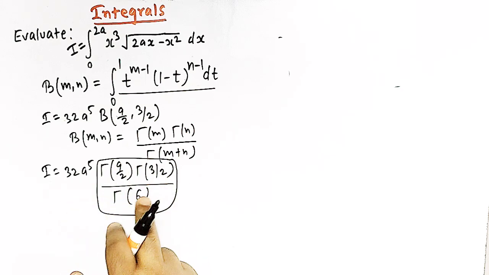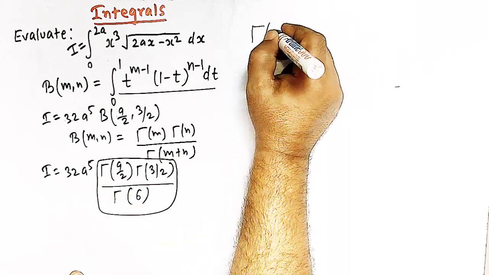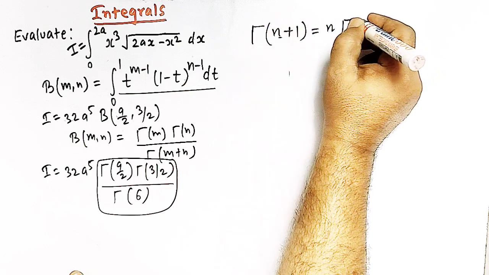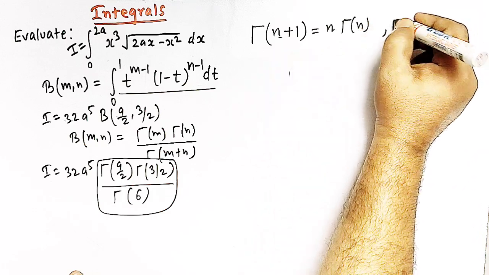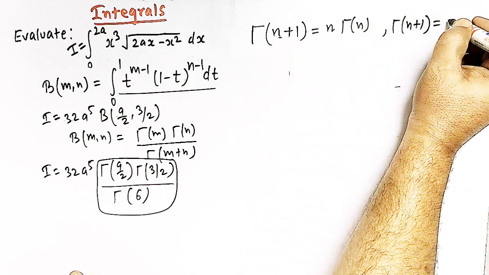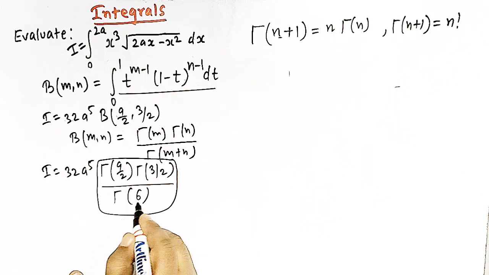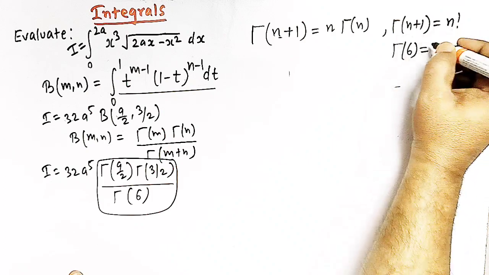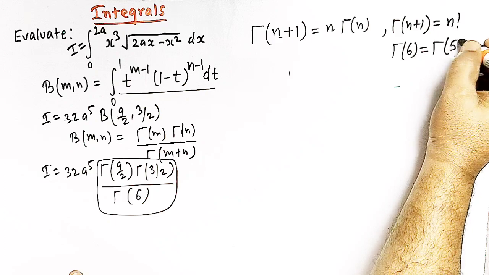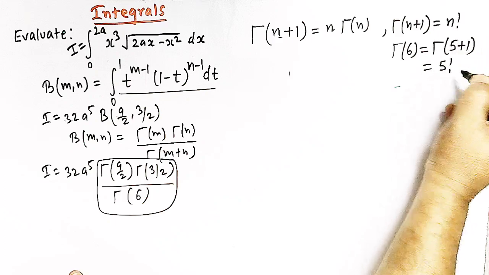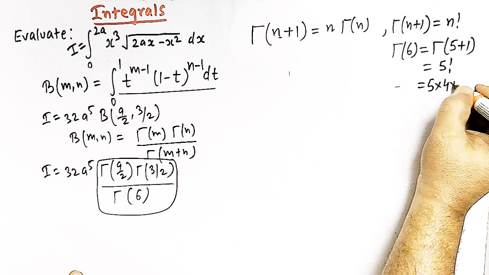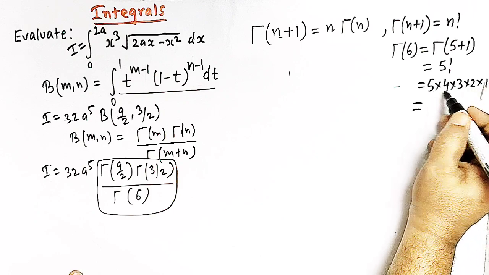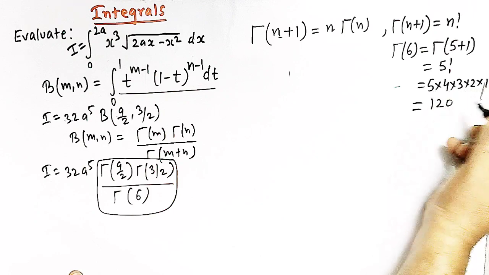So now we have to evaluate this expression. To get the value of this expression, we have to make use of these two important results, that is gamma n plus 1 is given by n times gamma n, and gamma n plus 1 can be written as n factorial, right? So here we have gamma 6. Gamma 6 can be evaluated by using this result. We can now write 6 as 5 plus 1. So here we have 5 factorial, that is 5 times 4 times 3 times 2 times 1, and that is equal to, this is 20, 60 and 120, right?